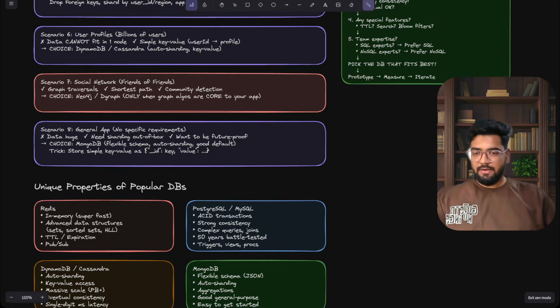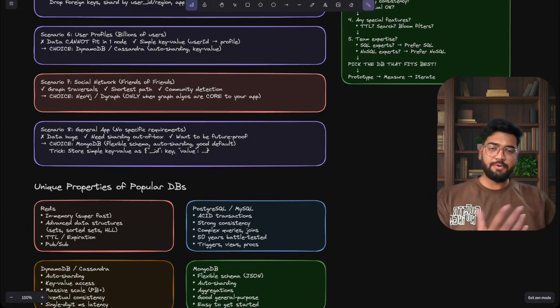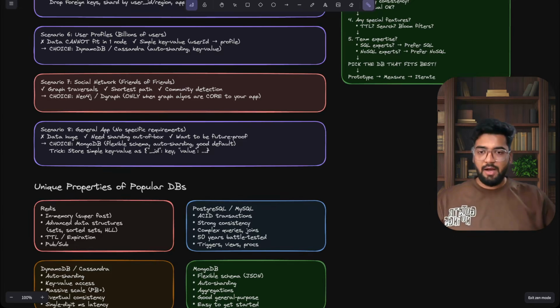And let's say we have a social network, like LinkedIn, in which we need to show some kind of connections or mutual friends, and we need to have some kind of recommendations. We need graph traversal for that. So the straightforward choice is going to be, again, graph databases like Neo4j, dgraph, etc.